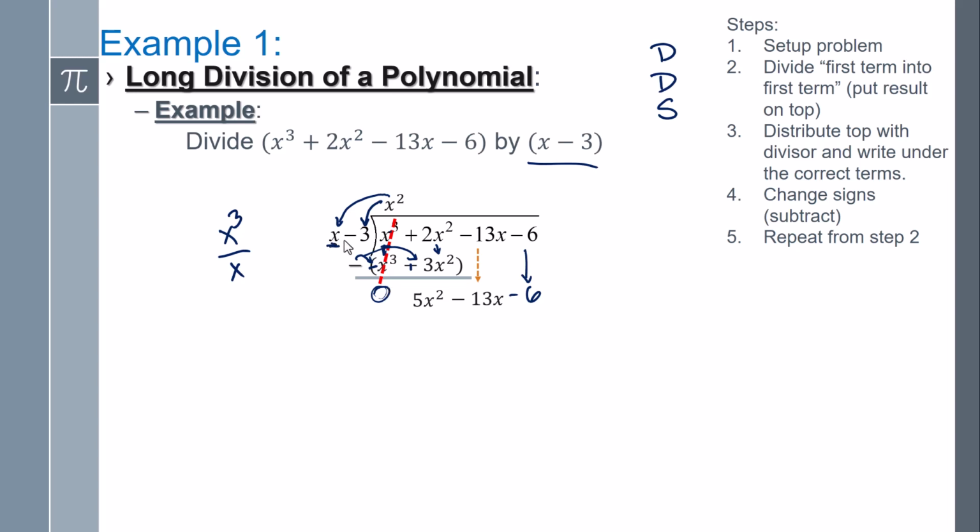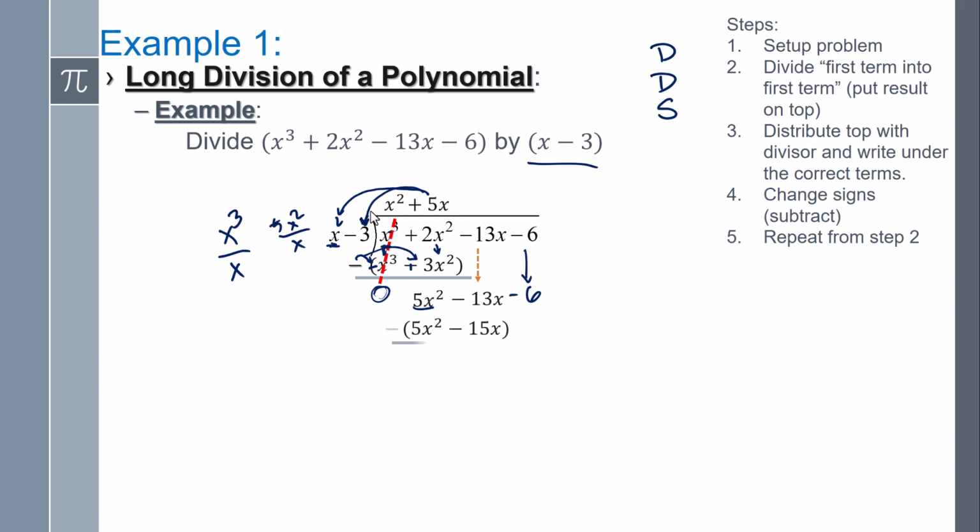Divide. So the two leading terms, 5x squared over x, that simplifies into 5x. We distribute. So now I'm going to distribute that 5x with those terms. So 5x times x squared is 5x squared. 5x times negative 3 is negative 15x.